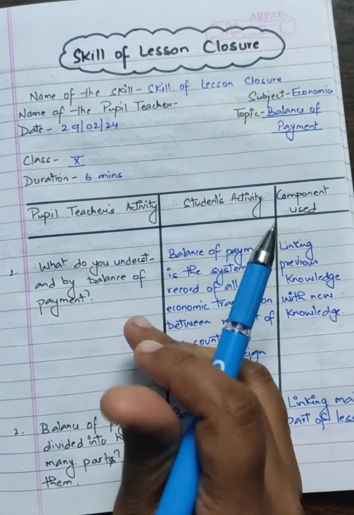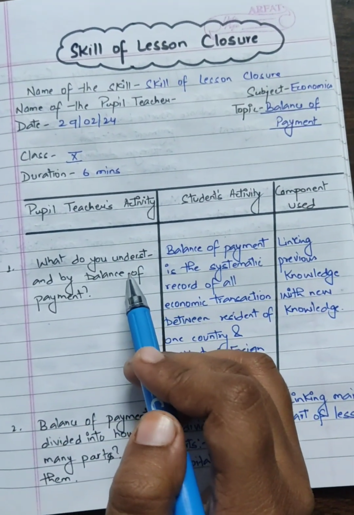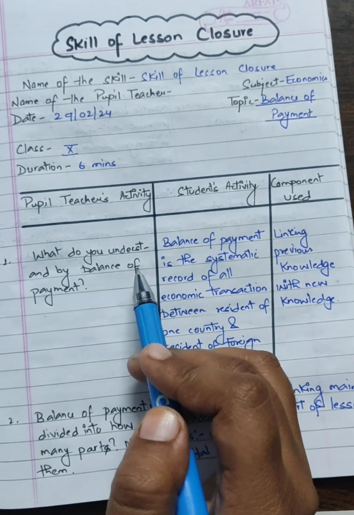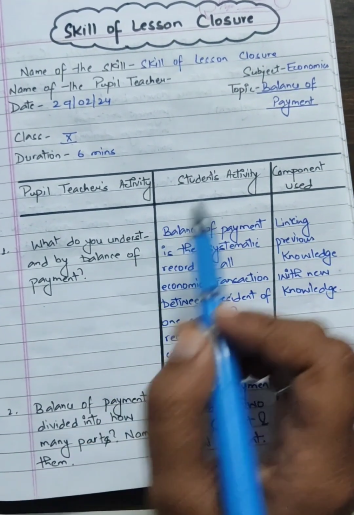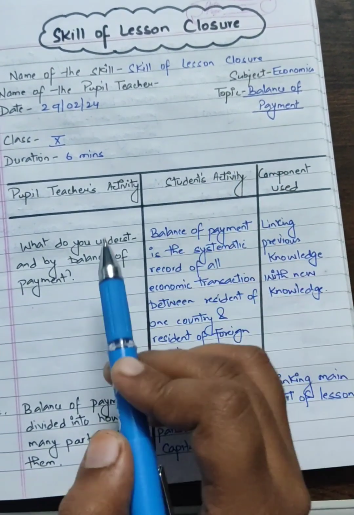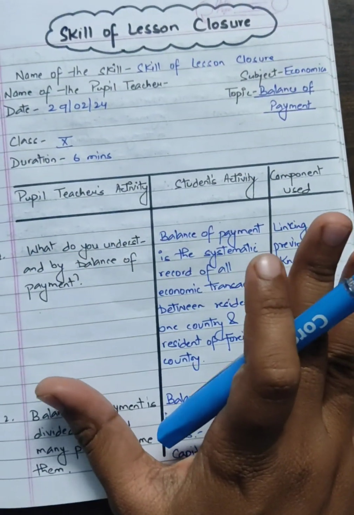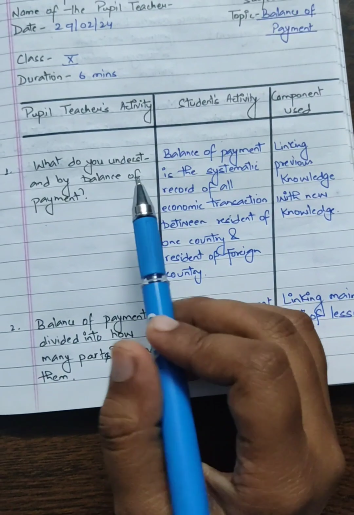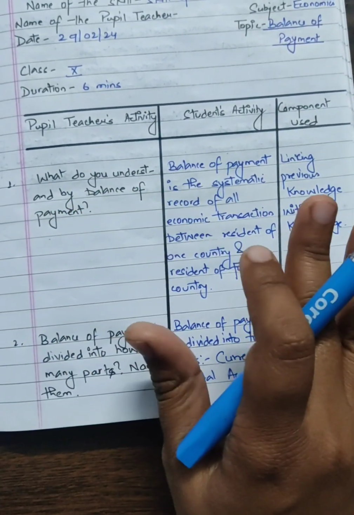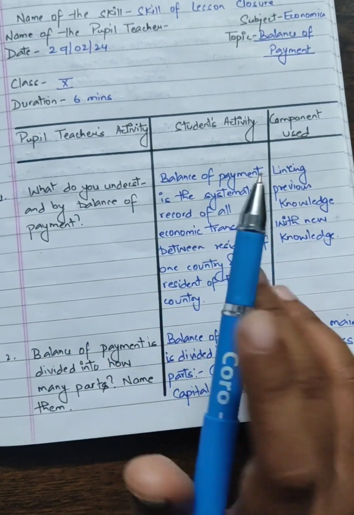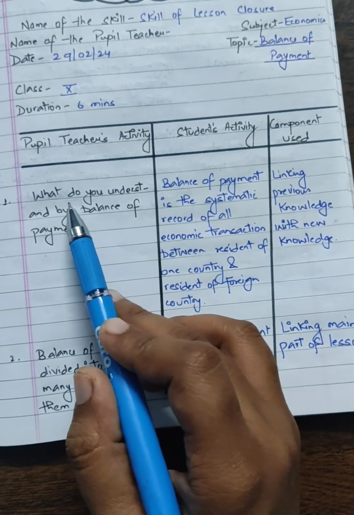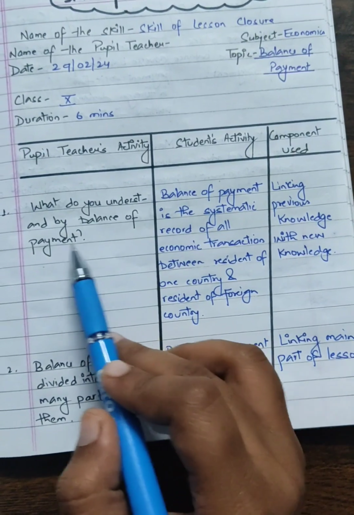The pupil teacher will ask questions from the content they have taught in the class. Suppose the pupil teacher has taught meaning, measures, causes of balance of payment. She will ask questions from that much content only, and she will get answers to all the questions she has asked in the class. There will be no problematic question. So the first question is, what do you understand by balance of payment?